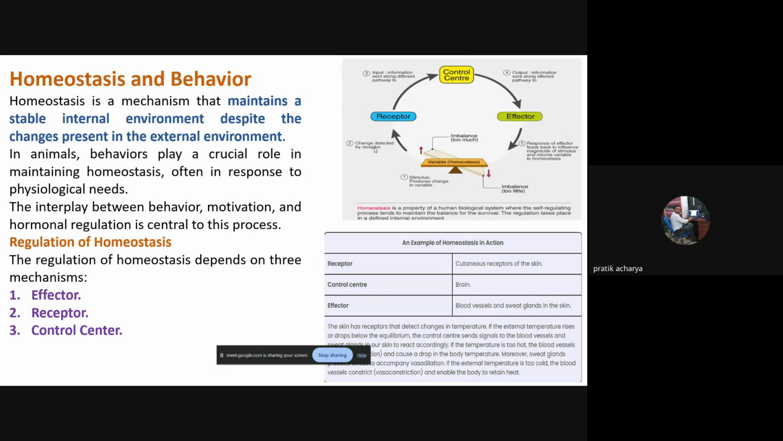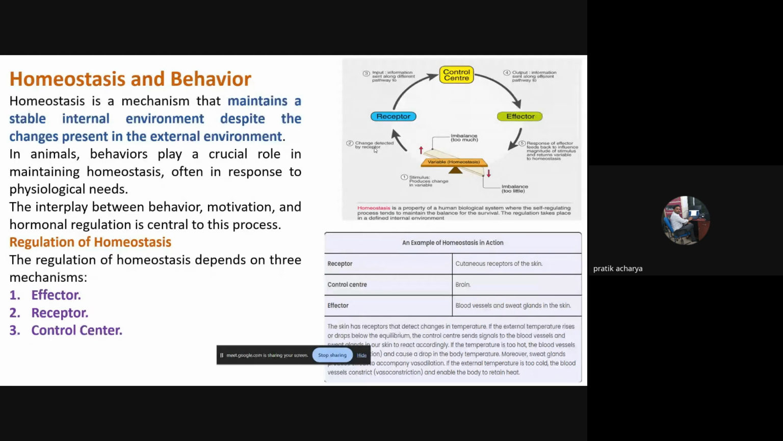After that, it sends messages to every sweat gland present on the skin surface to start sweating to maintain the temperature. Inside and outside body temperature is different. That's why, to maintain the inside body temperature, which is part of homeostasis, the control center sends certain signals. Okay, that is the mechanism.